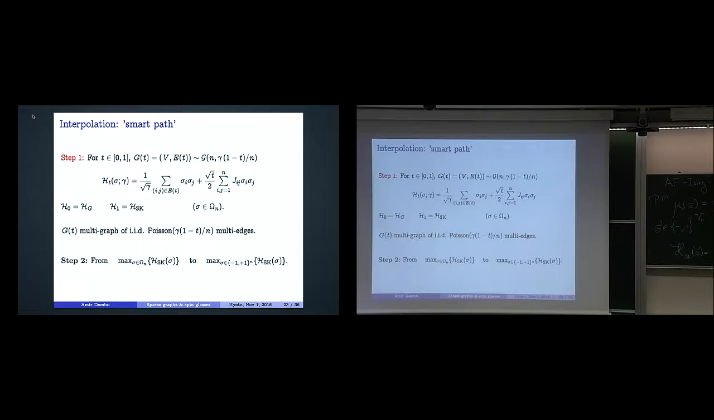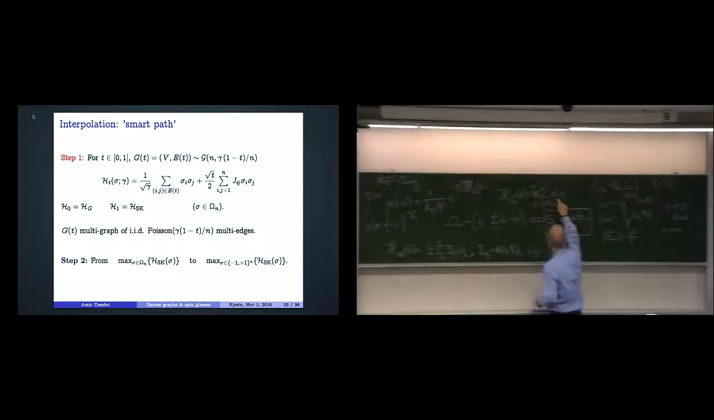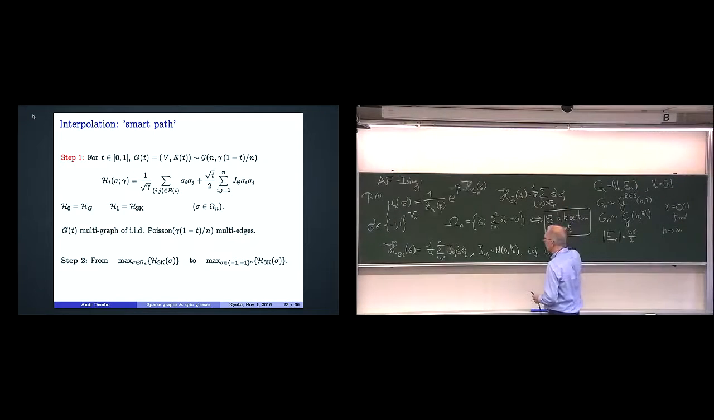Okay, so what is the idea of the smart path? First of all, remember what we need: we are starting with this Hamiltonian, and also with the problem, we are also looking at Z and beta, or we are actually looking at this object.